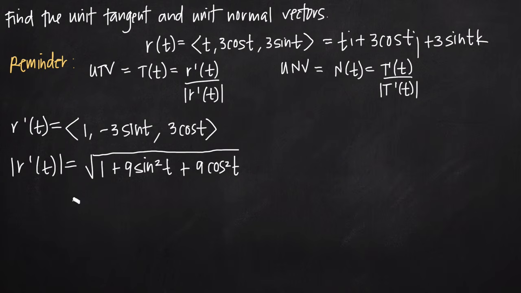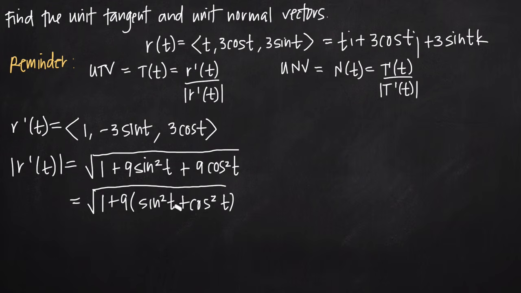Now all we have to do is simplify this. The first thing we're going to do is factor a 9 out of this sine squared t and cosine squared t. So we'll get 1 plus 9 times the quantity, sine squared t plus cosine squared t. The reason we do that, hopefully you've realized by now, is because we know from the trigonometric identity that sine squared t plus cosine squared t is equal to 1. So we can substitute for this whole value just a value of 1. 9 times 1 gives us 9. So then we just have the square root of 1 plus 9, or the square root of 10.